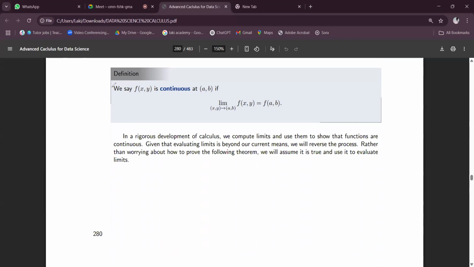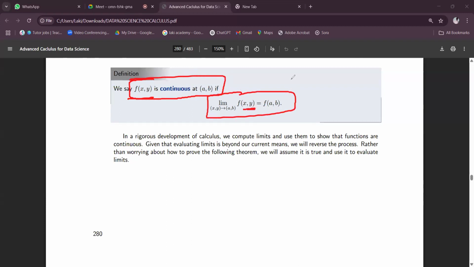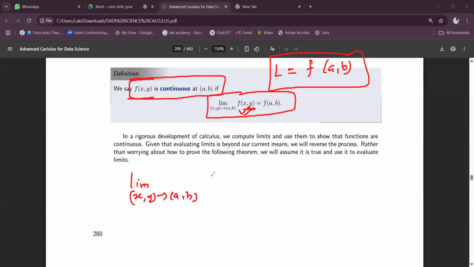What is a continuous function in two variables? A function f(x, y) is continuous at (a, b) if the limit of the function at (a, b) is the same as the function at (a, b). Suppose the limit as (x, y) approaches (a, b) of f(x, y) is equal to 2 and f(a, b) is also 2. Then you can say it is continuous.